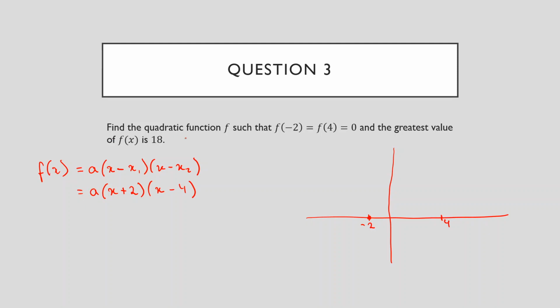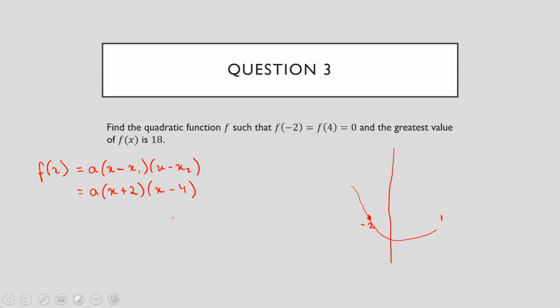And that comes from this information here, where it says the greatest value of f of x is 18. So that's a weird phrase, the greatest value of f of x. What does that mean? Well, it means the largest value of y, the largest possible value of y. Now, there's only two ways that can happen for there to be a largest value.